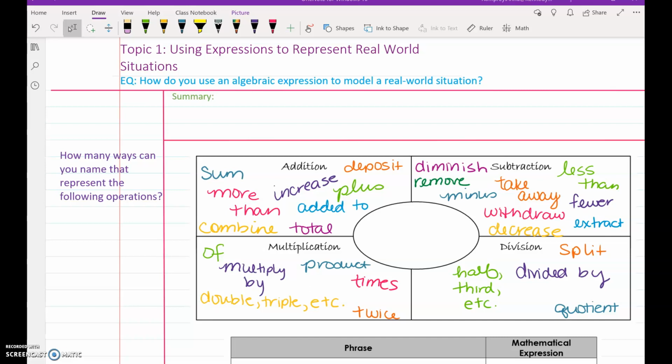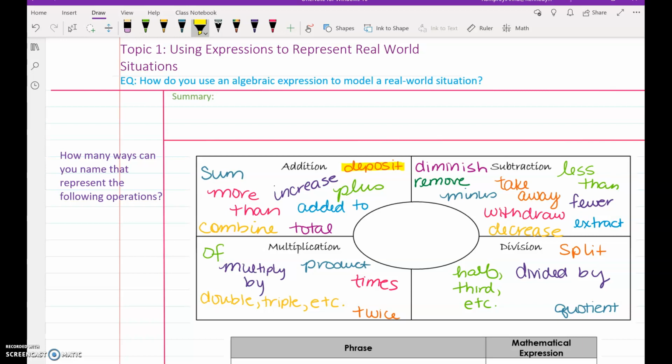Now, addition, many of you probably came up with the basic ones like sum, plus, added to, okay? More than, that's a really good one that's used a lot. Couple that you might have missed, increase, okay? If we increase a number by 7, so we're adding 7. One that I really like is deposit, and that's in terms of banking. So if I deposit money, I am putting money into my bank, which is a good thing. Let's see, combine, if we combine something, that's a form of addition. And also total. Total likes to represent addition as well.